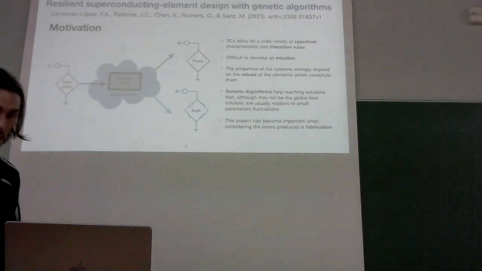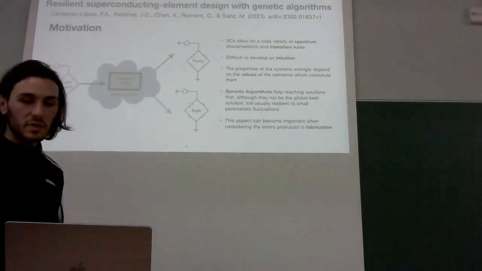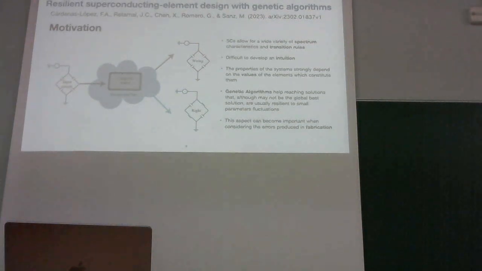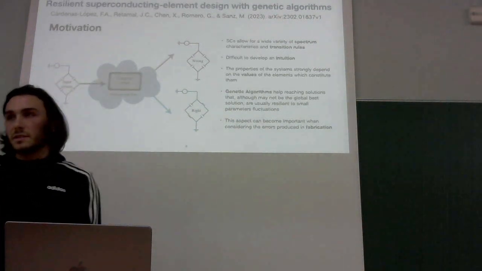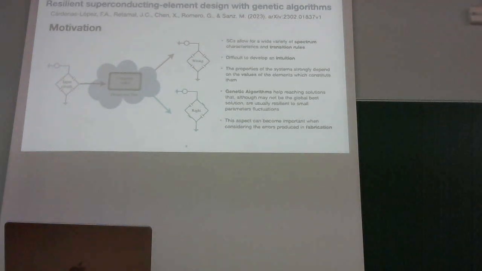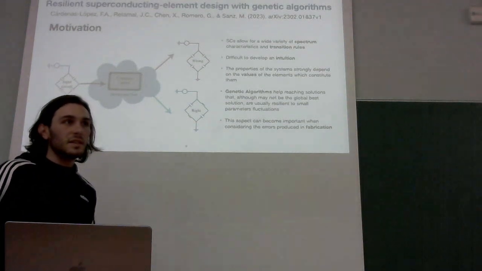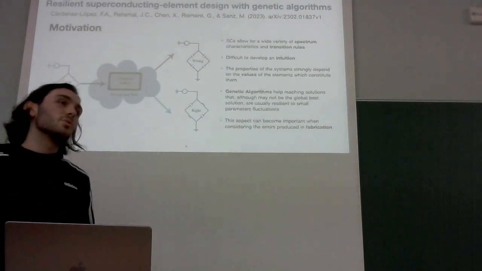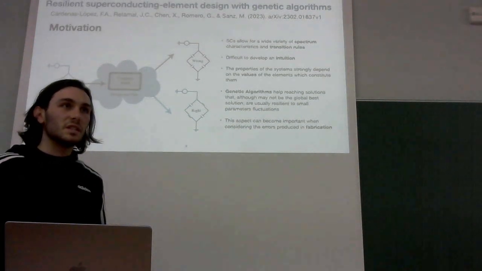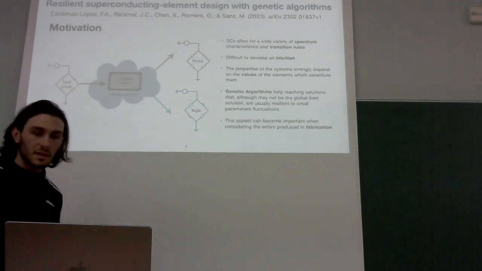I want to speak a bit about the paper from the group presented, which is called Resilient Superconducting Element Design with Genetic Algorithms. The motivation of this paper is essentially the fact that superconducting circuits allow for a wide variety of spectrum shapes and transition rules. But to exploit this, it's difficult to build an intuition of what type of circuits produce what type of spectrum and what type of transitions. So for that, we can make use of computers and optimization procedures.